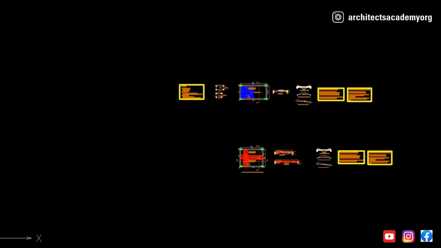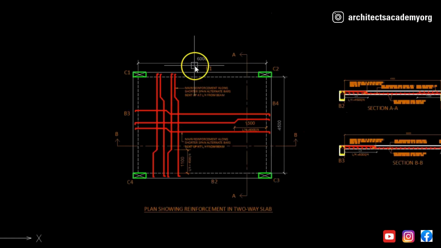Today's lecture is going to be about two-way slab, RCC two-way slab. In our earlier lecture we had learned about RCC one-way slab. In this lecture we are going to learn about two-way slab. So let me zoom into this plan. This is showing a plan of a room which is of a dimension of 6 meters by 4.5 meters.